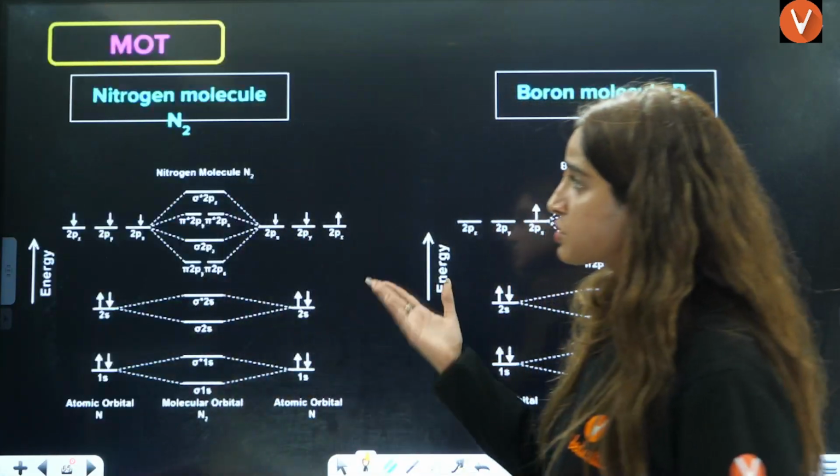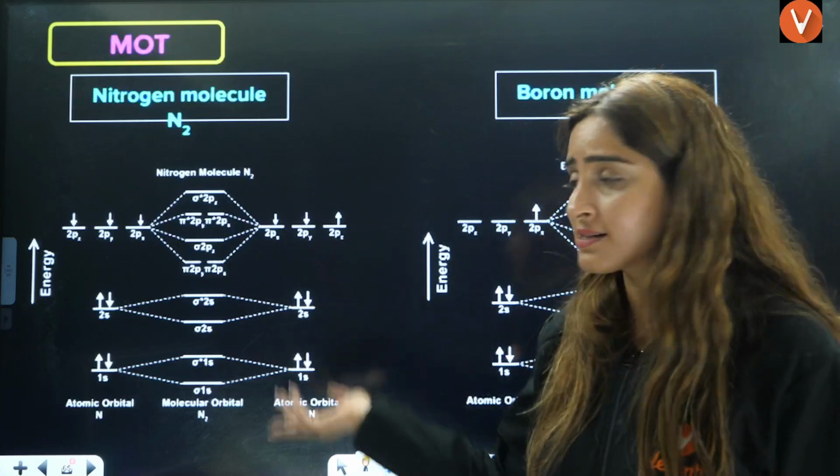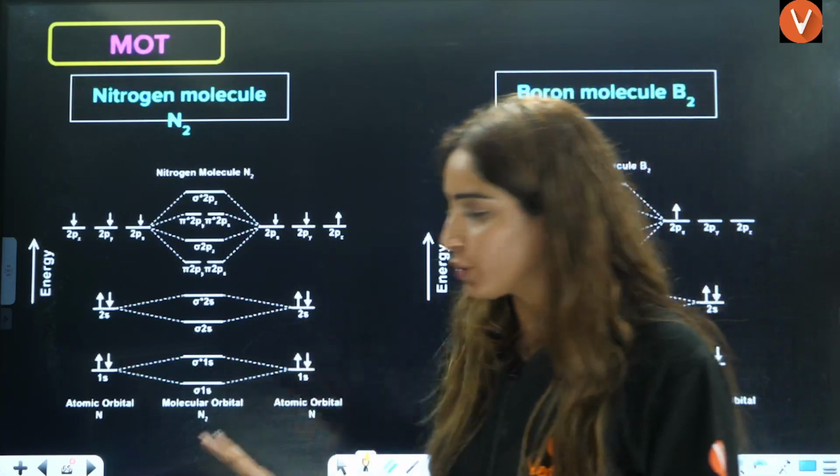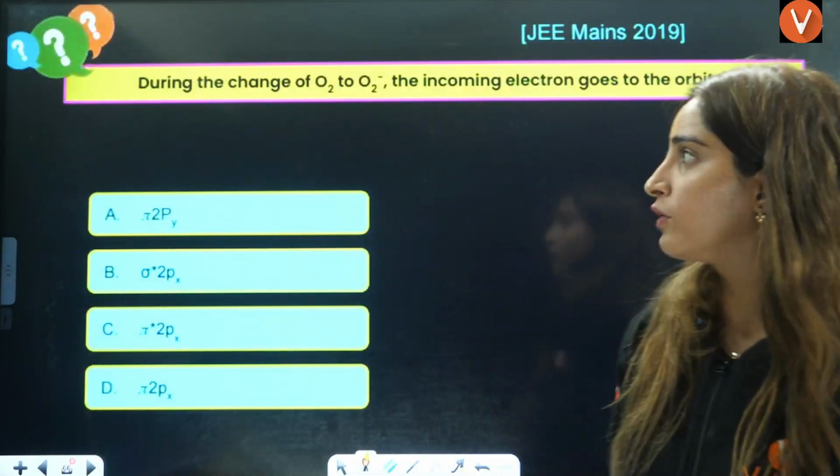And what was this? This was nothing but the diagram of N2. You don't have to make this in the exam. Just do what I told you directly. Okay? With that, you can easily solve.